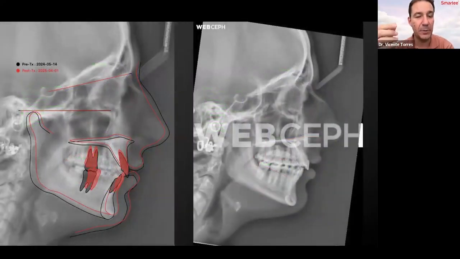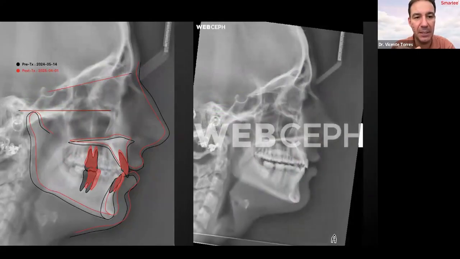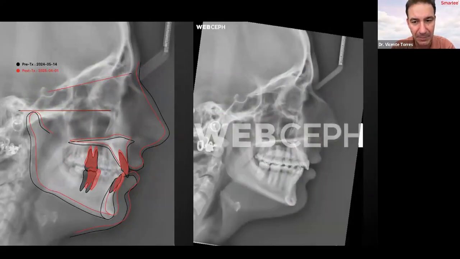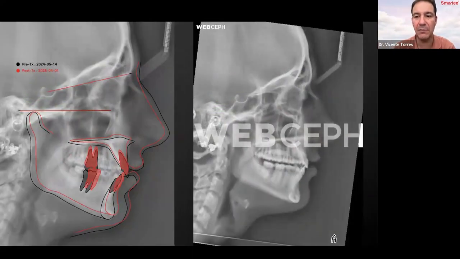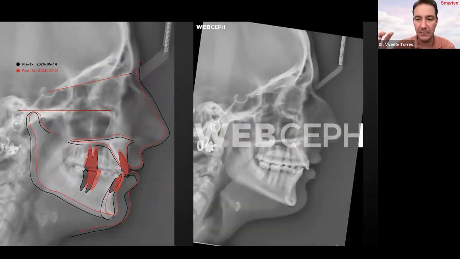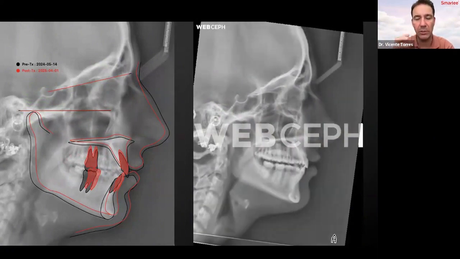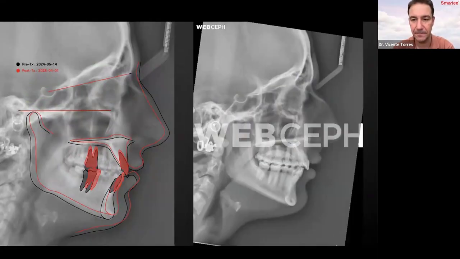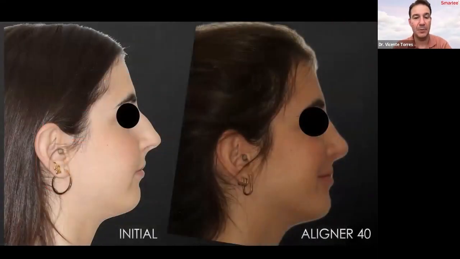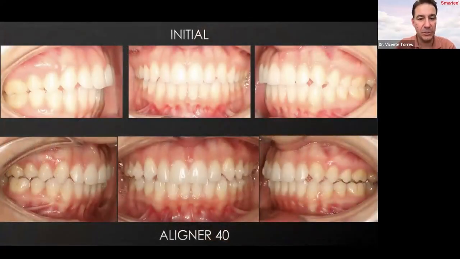This is the superposition of the mandible, and right now this is the morphing of the position of the mandible. This shows the counterclockwise rotation. And this is the profile. So this is the B-reduction profile. Right now we have a much better profile. This is the situation, the initial and the aligner number 40.